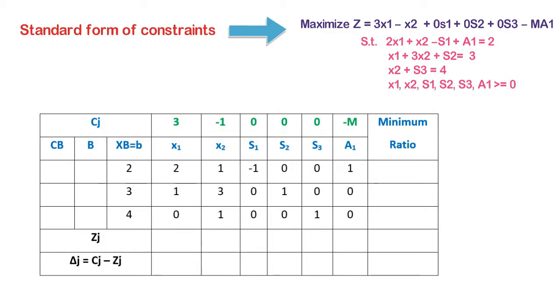So consider the first constraint, 2x1 plus x2 minus s1 plus a1 equals 2. Now we have to put all the coefficients of this constraint into the table. The x1 coefficient is 2, so below x1 put 2, then the x2 coefficient is 1, so write 1, then minus s1 is there, so put minus 1, s2 is not there, so put 0, s3 is also not there, so put 0, a1 is there, so put 1, equals 2. That goes in the XB column. In the same way you have to add the coefficients of the second and third constraints in the table.